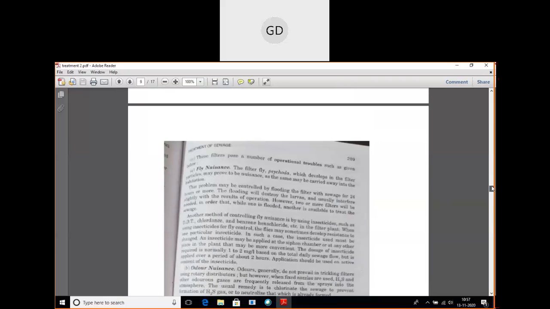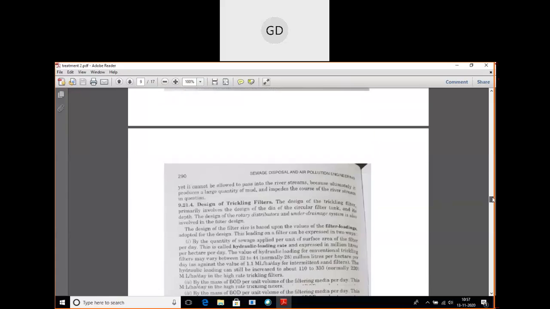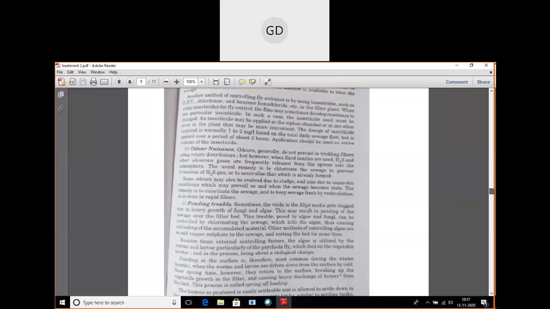Then again, there are many operational troubles also. You read all this. There is fly nuisance, odor nuisance, and ponding trouble. These are simple things.